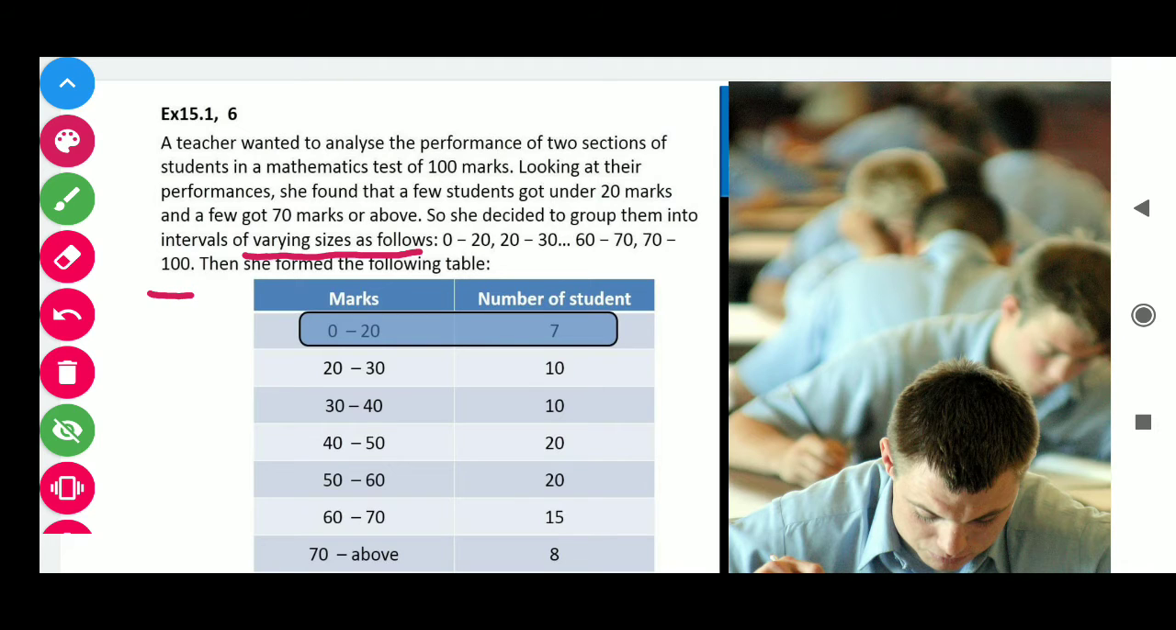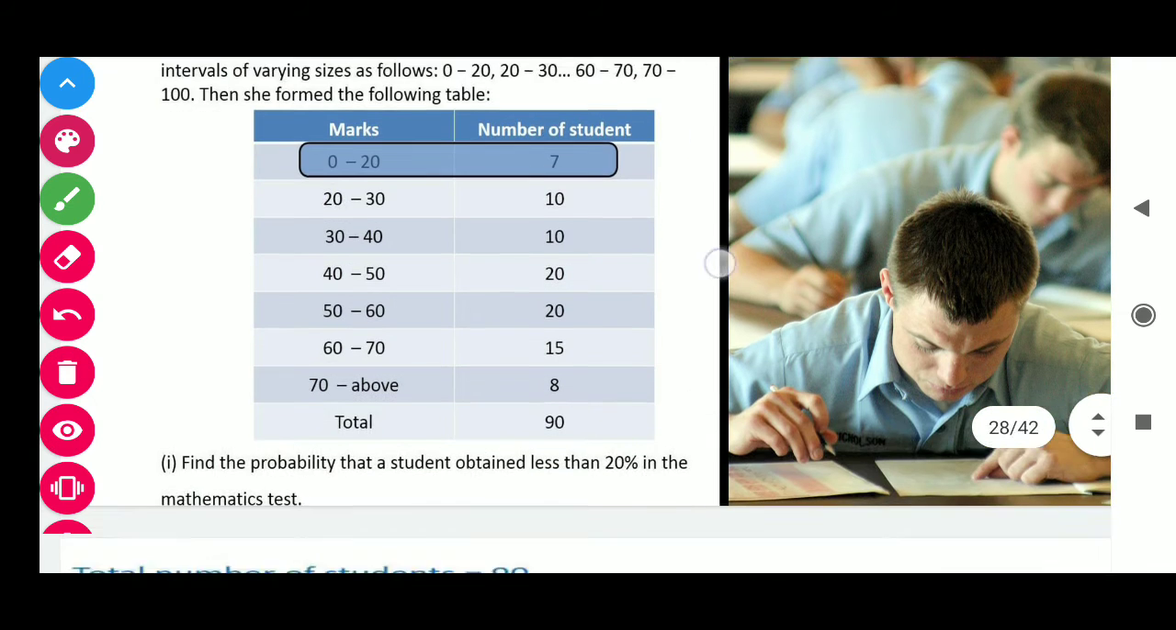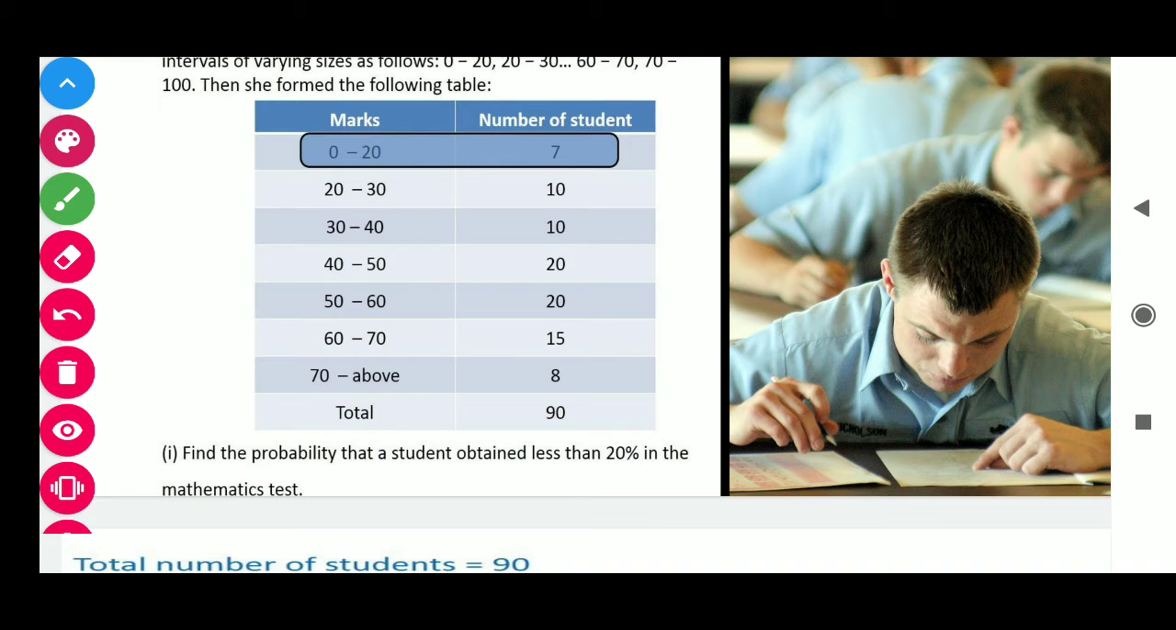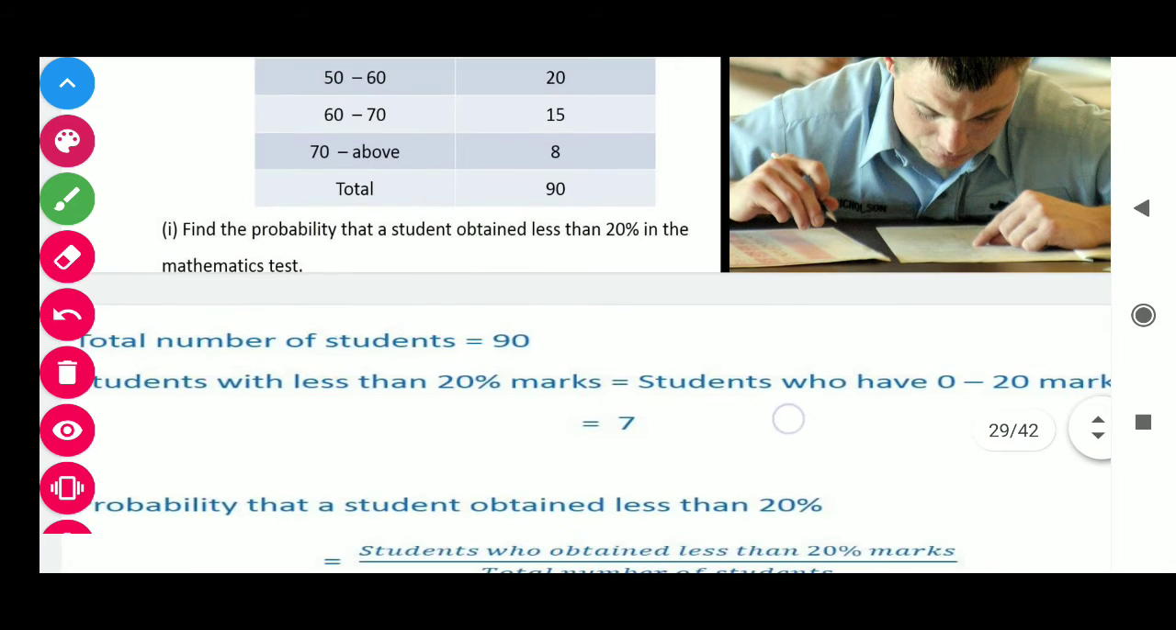Then she formed the following table. You can see the following table. Here marks are given in the groups and corresponding to the number of students. So students, we need to find the probability that a student obtained less than 20% in the mathematics test. Students, हमें यहाँ पर probability find करनी है that a student obtained marks less than 20%. So, let's start the solution.